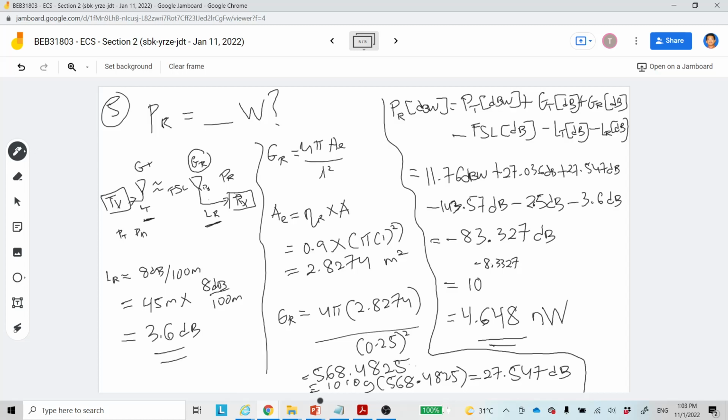Okay, so we find the PR. Mungkin kat sini saya kena buat gini. So PR in what? Tadi PR in dBW. Okay, PR in watt sama dengan antilog of minus 8.3327. So saya dapat 4.648 nanowatt. Finish. Selesai.